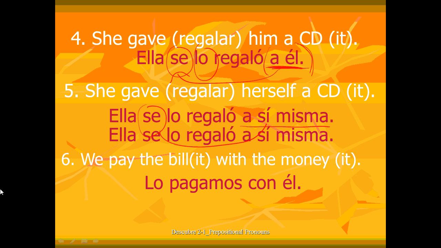Okay, we pay the bill with the money. Lo pagamos con él. With the money is part of a prepositional phrase, so money would be él.